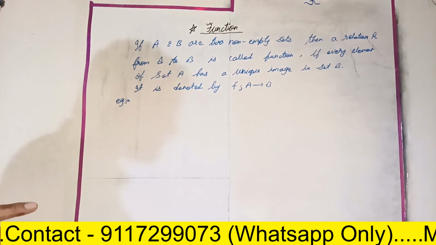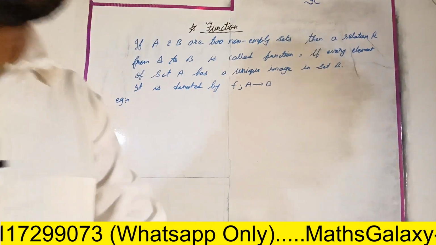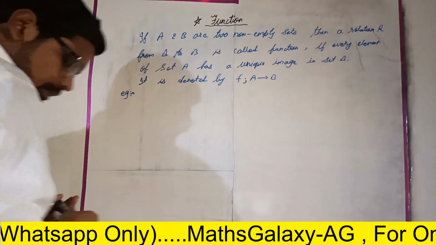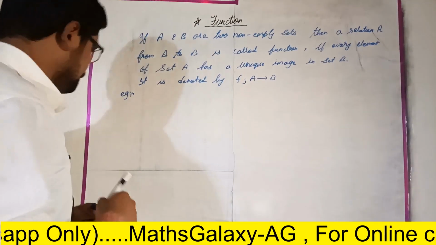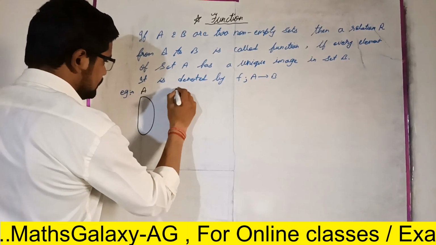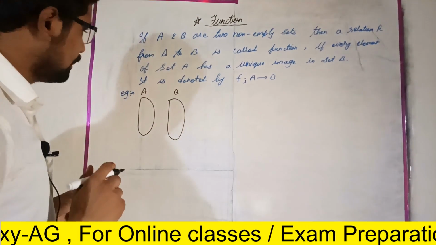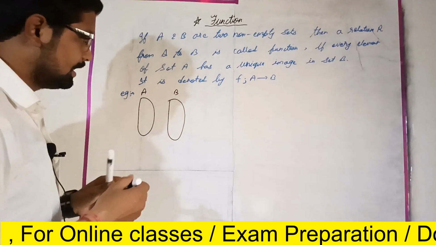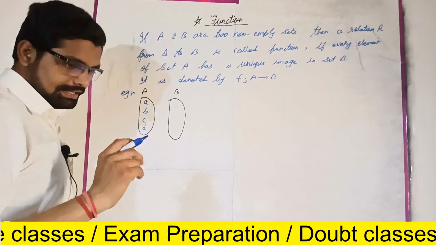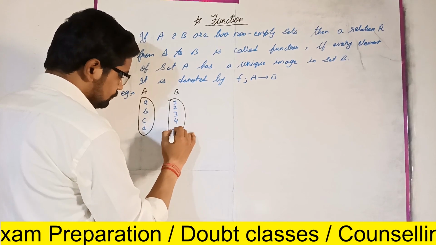Now let's see the example. Okay, let's see the example. First note it down, please. Now let's see the example. Suppose there are two sets A and B, the set A and the set B. Now suppose the set A has elements a, b, c, d, and the set B has the elements 1, 2, 3, 4, 5.